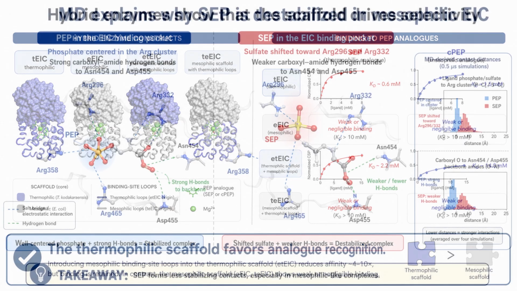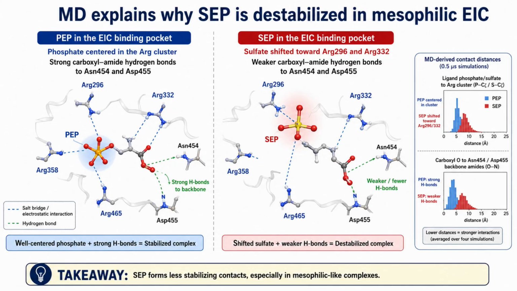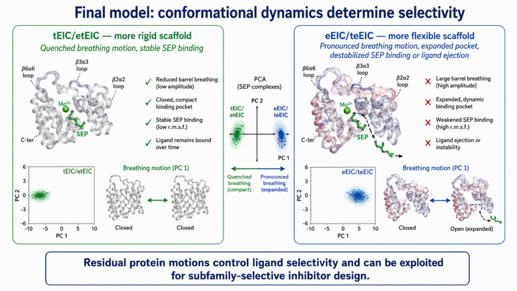Molecular dynamics simulations explained the mechanism. PEP sits near the center of the arginine-rich binding pocket and forms stabilizing hydrogen bonds with backbone amides. SEP shifts toward arginine 296 and arginine 332, weakening these stabilizing contacts. Combined PCA of the simulations revealed the key dynamic difference.